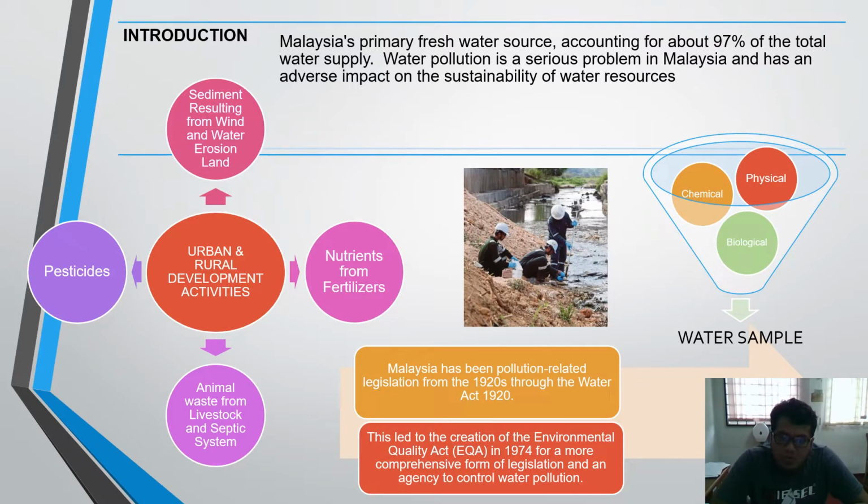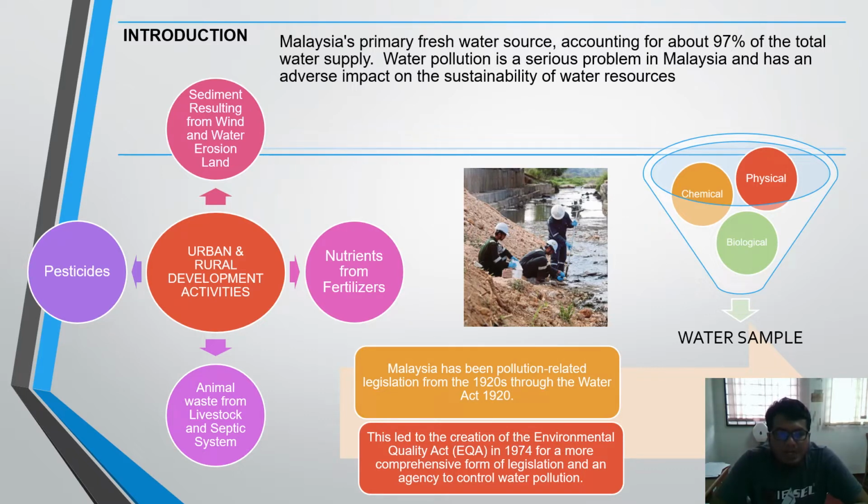Due to pollution of rivers, there are three types of testing conducted on river water: chemical testing, physical testing, and biological testing, from the water samples that we collect from the river. As we know, in Malaysia and in other parts of the world also, urban and rural development activity is the main factor of river pollution.